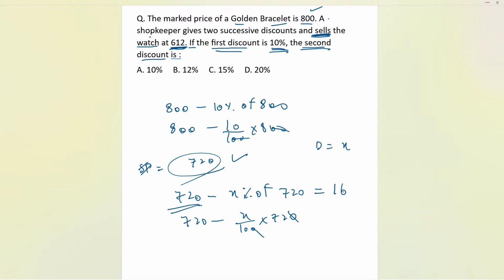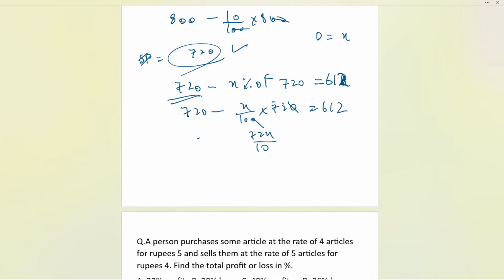It means that this is the final answer, the final money that he has to pay, 612. So 612 we can equate like that. Now this is 72 x by 10. Let me write it over here: 720 minus this equals 612.